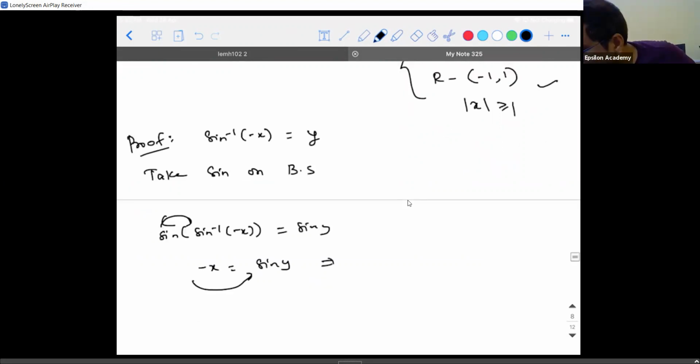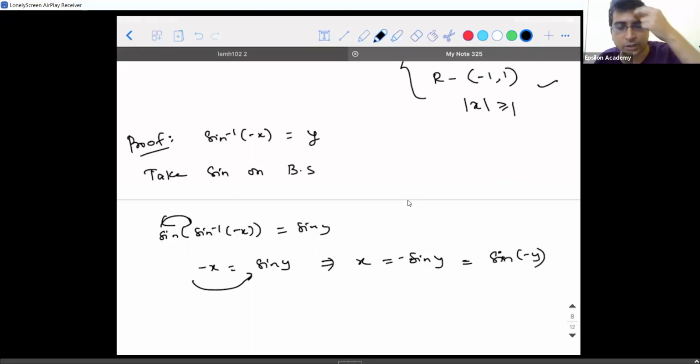Then push the minus sign to the other side. x will be equal to minus sine y. So I can write this as sine of minus y, because it's in the fourth quadrant. For sine inverse, the angles are restricted to the first and the fourth quadrant. So sine, tan and cosecant all are negative in the fourth quadrant. So x is equal to sine of minus y.